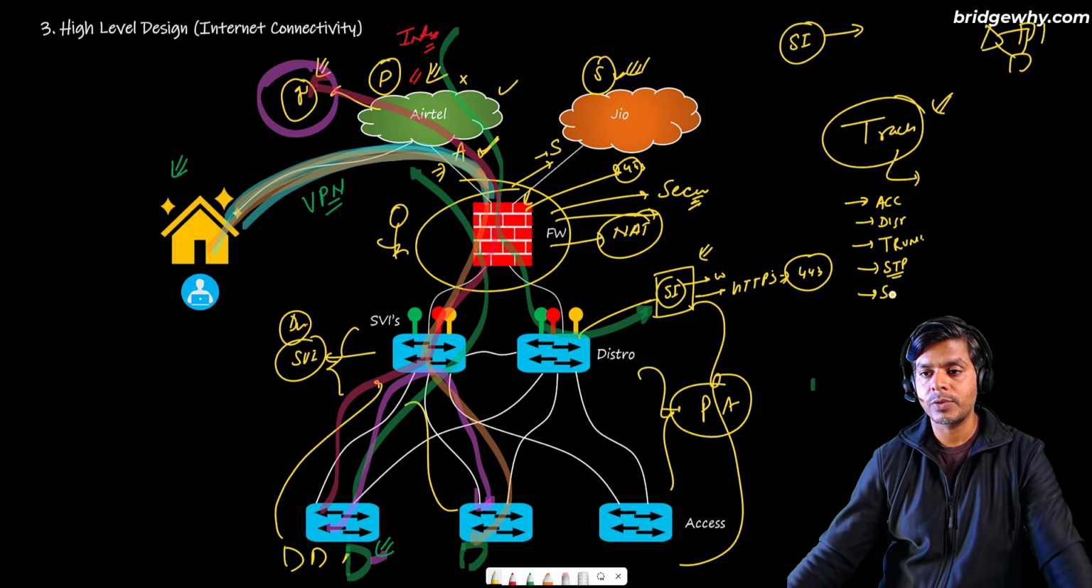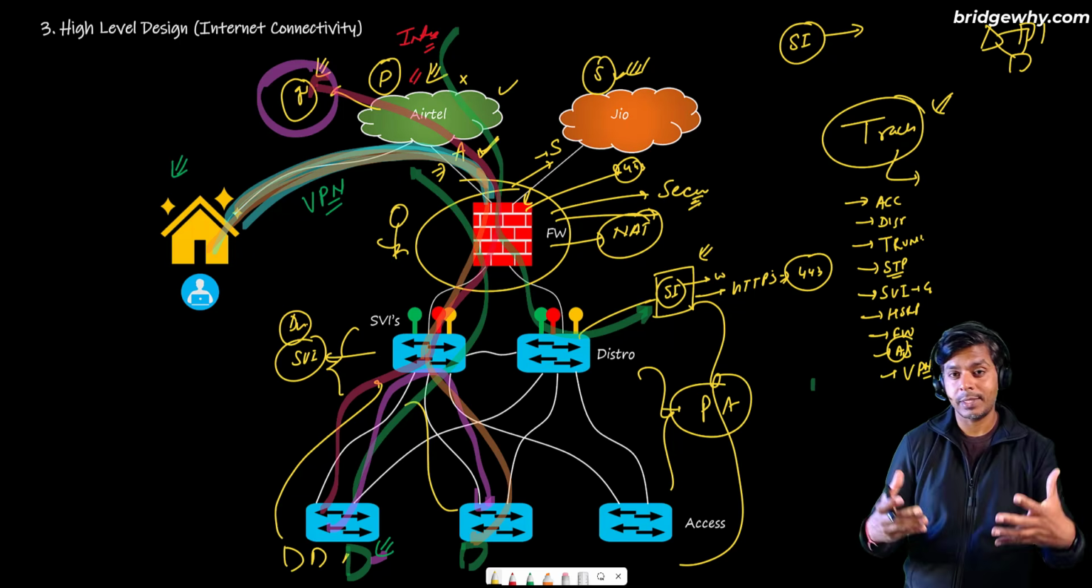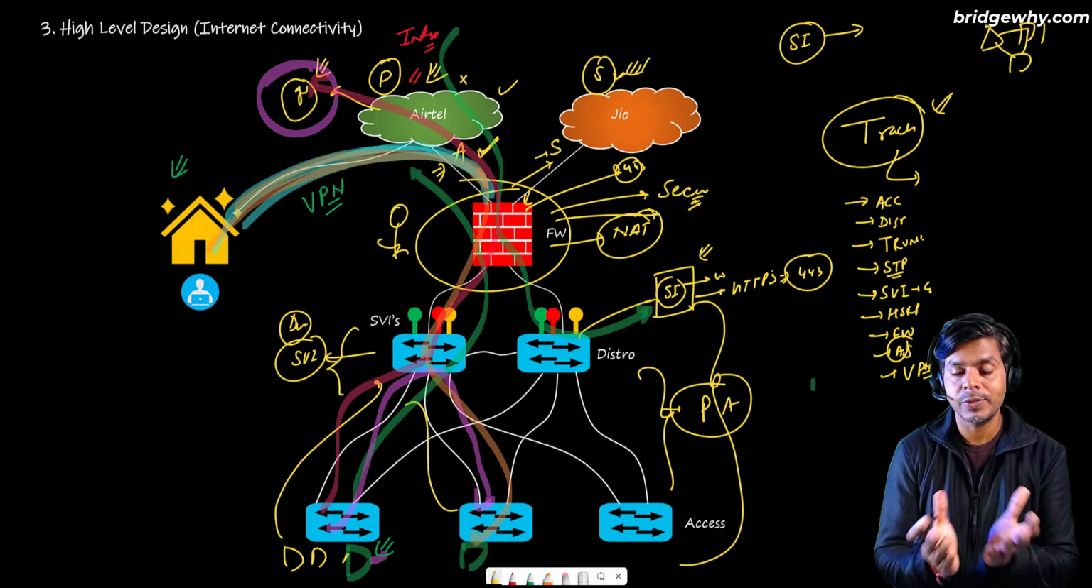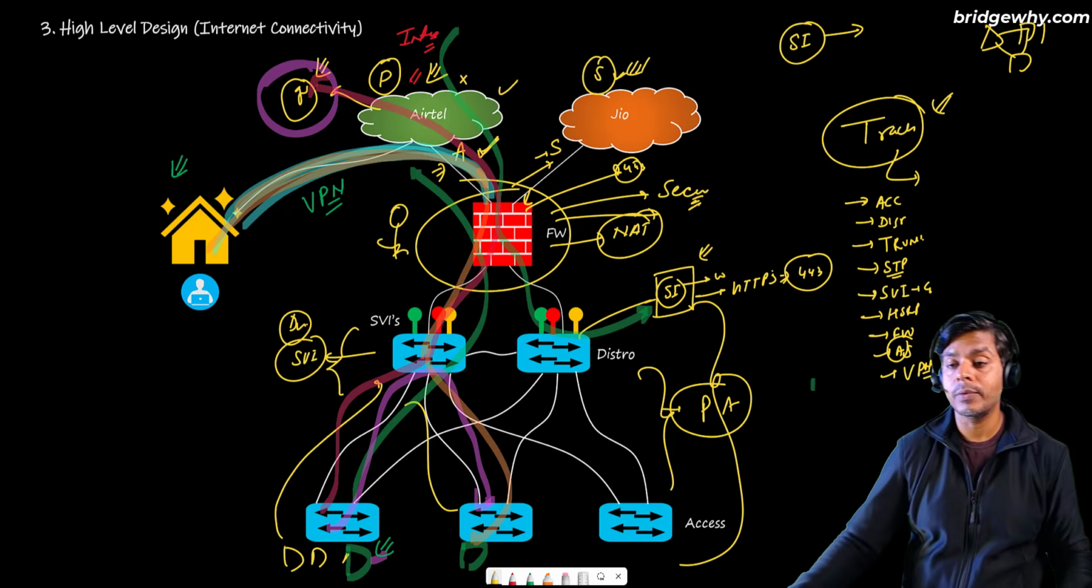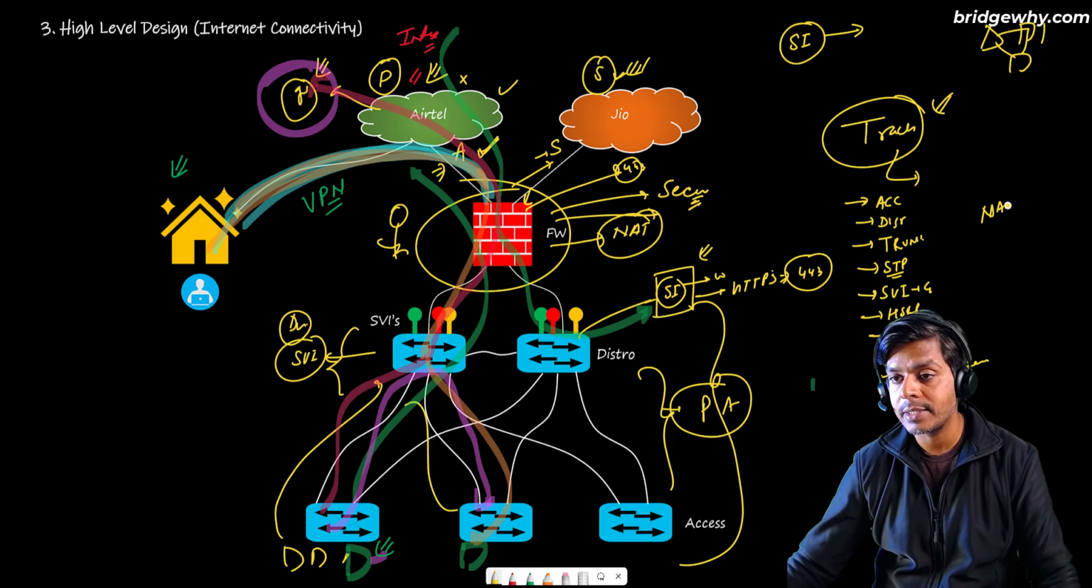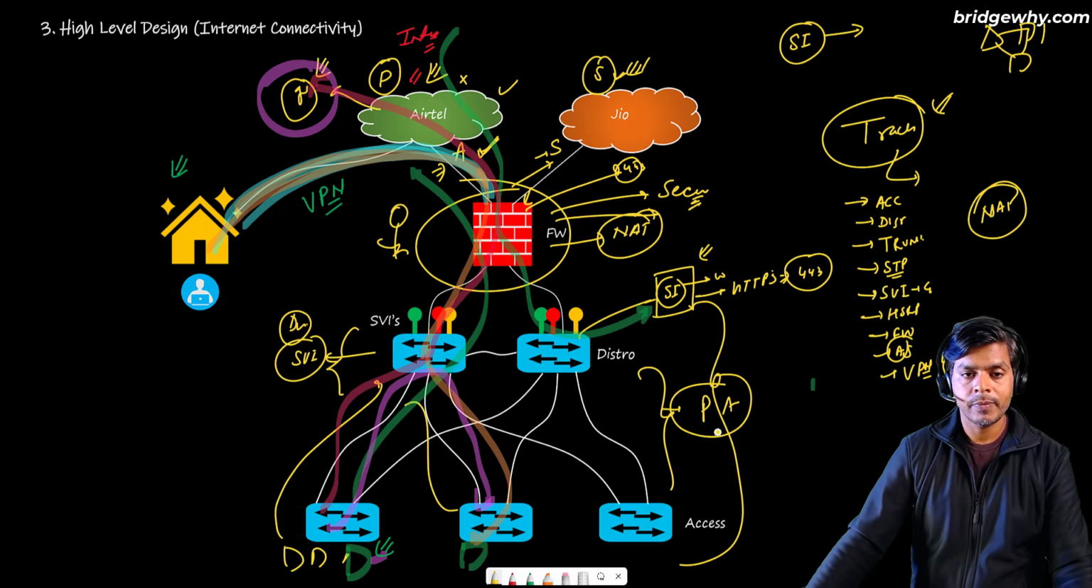Then we discussed the switch virtual interface. We talked about the gateway. We talked about the HSRP protocol, right? We talked about the firewall. We talked about active and standby load balancing. We talked about virtual private network, right? We also call this remote access VPN. Just try to understand, to build this small network, we need all these things. And do not forget about network address translation also, right?